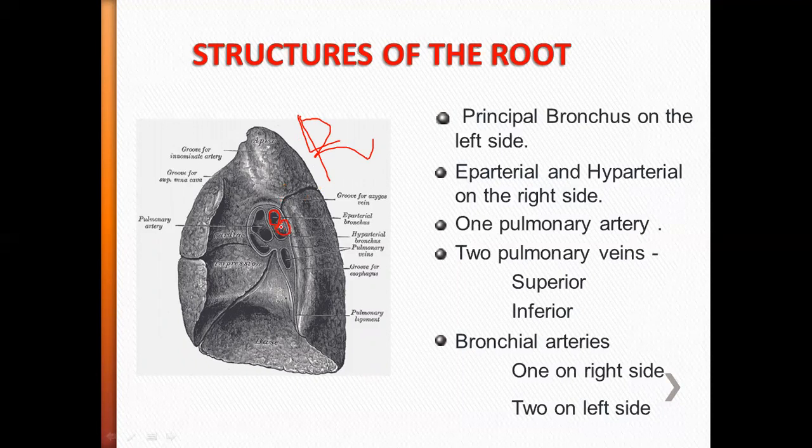And then apart from that, what else do we have? We have one pulmonary artery. Then we have two pulmonary veins. That is nothing but superior pulmonary vein and inferior pulmonary vein. Okay. Along with this, we'll be having bronchial arteries. Okay. So here one bronchial artery will be there on the right side. But in case of left side, what differences are going to be there? Only one bronchus will be there. Okay. And two bronchial arteries will be there for the left side.